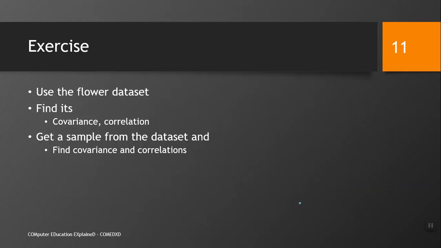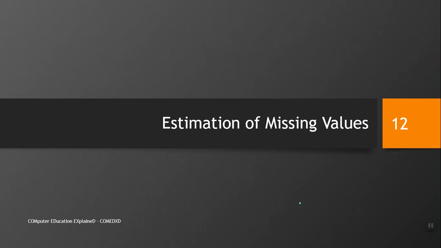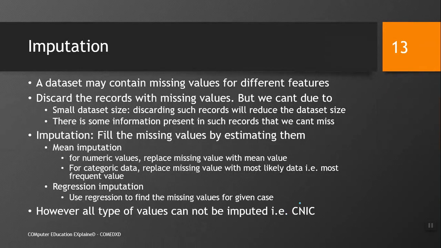And this is the same exercise that I have discussed. Estimation of missing values. The data set which you have, the sample that you get to work with, may contain missing values, may contain erroneous values, may contain some outliers. So in that case, a data set may contain missing values for different features.